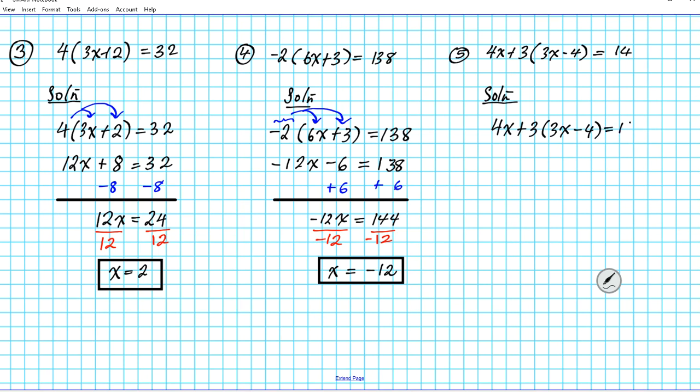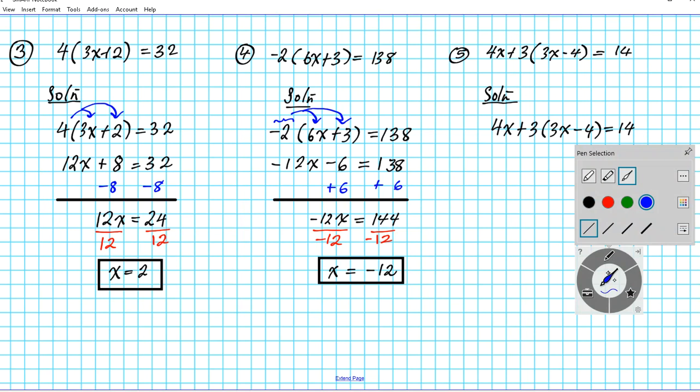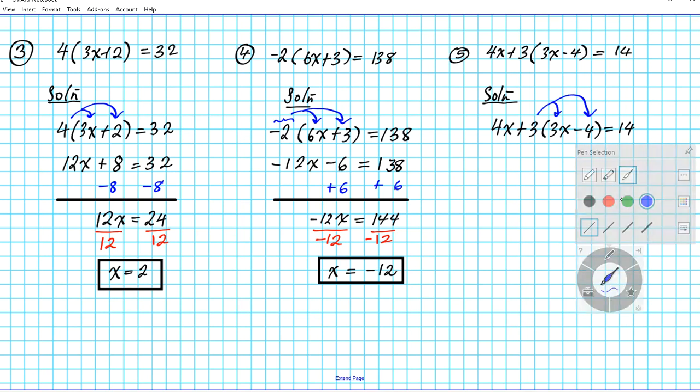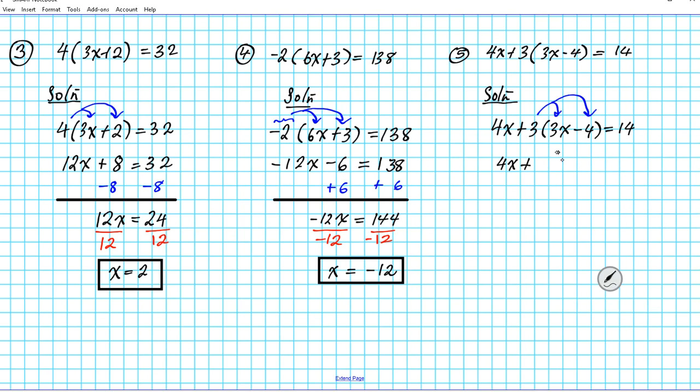We want to get rid of the parentheses first. Okay, so to achieve that, we are going to distribute the 3 to the two terms inside the parentheses. Okay, so what does that result in? That yields 4x plus 3 times 3x is 9x, and then 3 times negative 4 is negative 12.